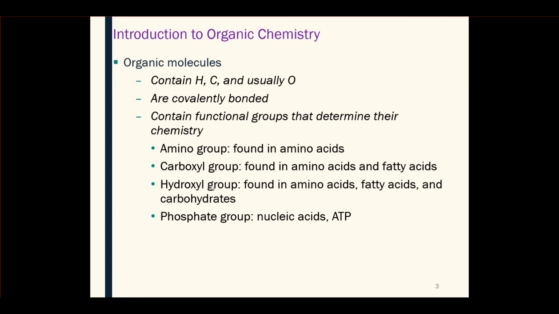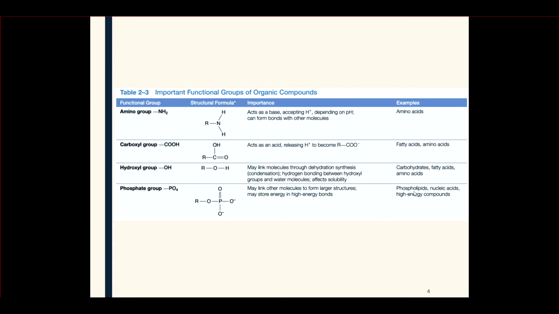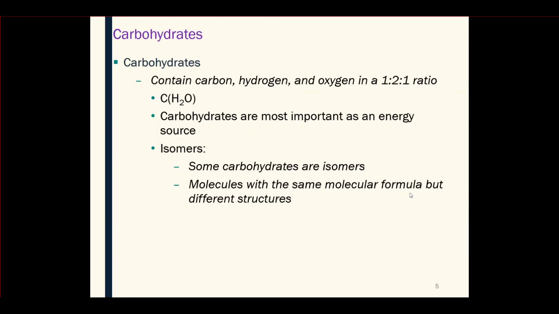Okay, so hydroxyl group is the OH. It's found, like I said, in amino acids, fatty acids, and we're going to see them in carbs. And then phosphate group, PO4, is in nucleic acids, RNA, DNA, ATP. On the table before, they had phospholipids, which are parts of our cell membrane. We'll look at that when we get to the cell level of life. Okay, so these are all important functional groups. So now that we have some of that background down, let's take a look at our first group of biomolecules.